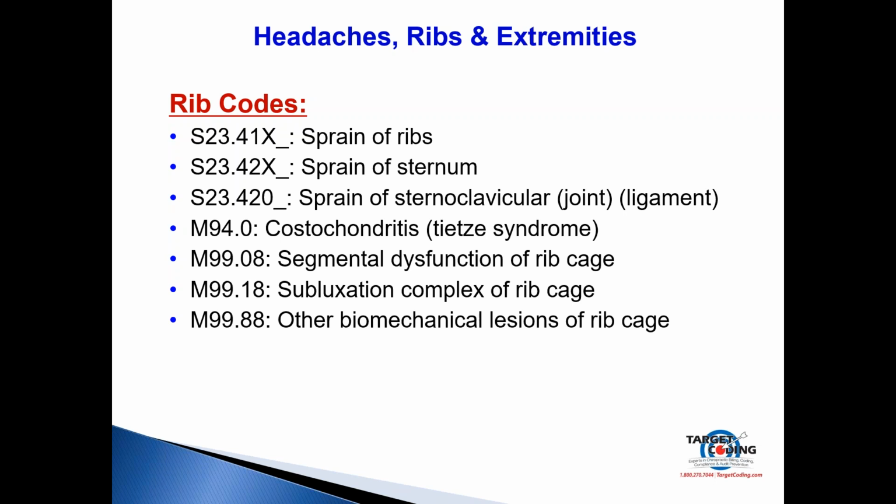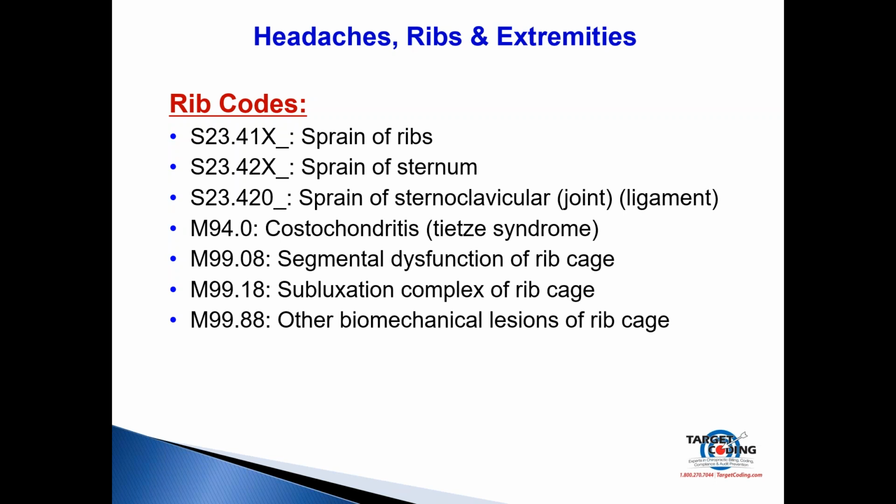In chiropractic college, you may have heard the term Tietze syndrome, so that's M94.0. And then we have segmental dysfunction of the rib cage, or you could interchange that term with subluxation. And then we have M99.19, that's the subluxation complex, different than segmental dysfunction. And then M99.88, other biomechanical lesions of the rib cage. There's a few good rib diagnosis codes.